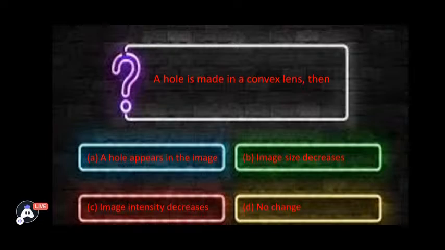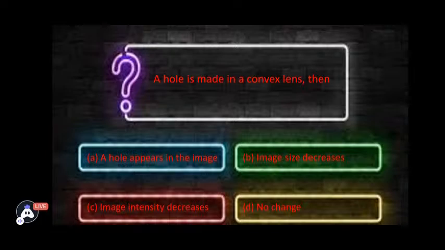The last question for today's session, think about it carefully and I want the answers from all of you, please. It says a hole is made in a convex lens. Then, we are using the lens for making the ray diagram of observing the image. Now, if that lens has a hole in it, what will happen? The very first part says the hole will appear in the image. Second says the size of the image decreases. Third part says image intensity decreases, the brightness of the image will decrease. And D part says no change.